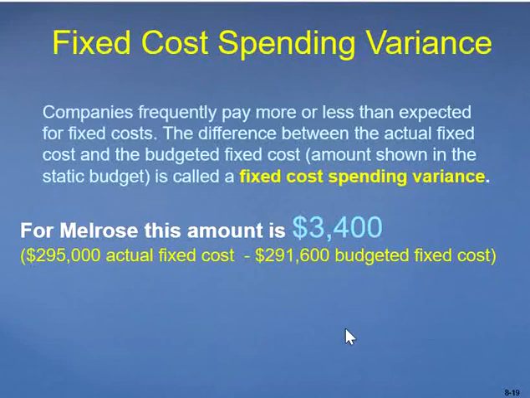Clear? So this is a spending variance, and this 3,400, this amount is our variance, right? So our actual fixed costs are more than the budgeted fixed cost, so it is an unfavorable spending variance.